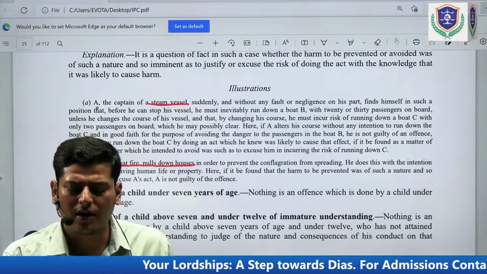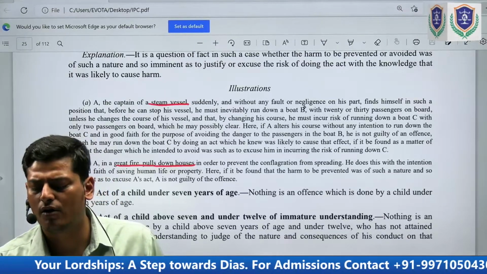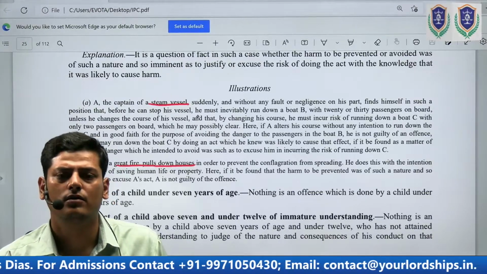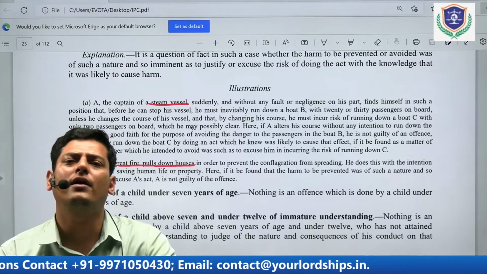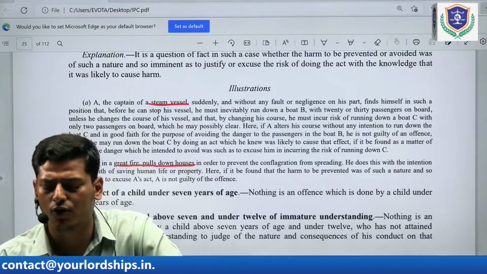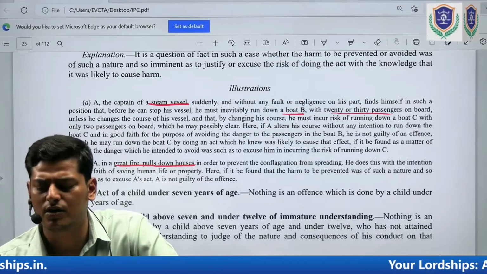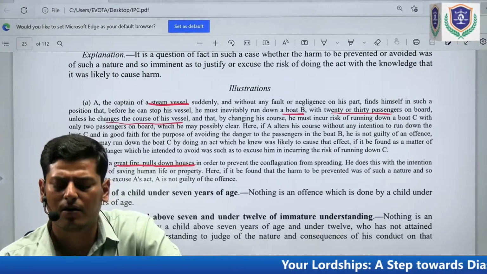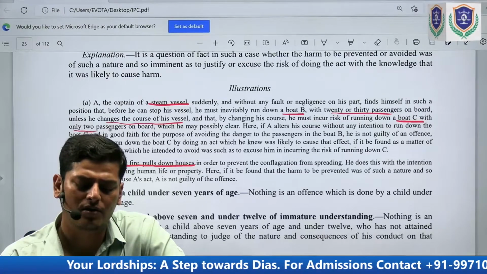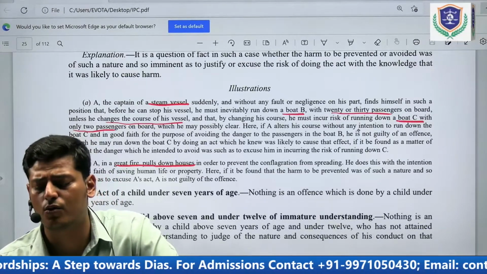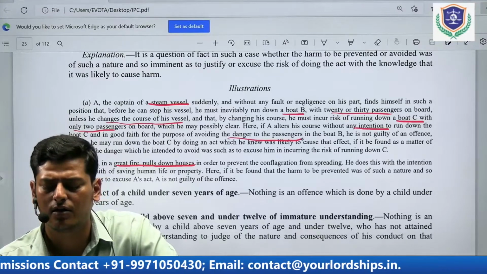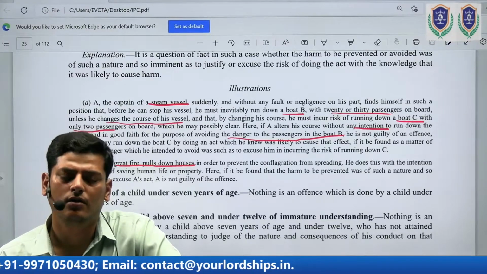So here it says that A, the captain of a steam vessel, suddenly and without any fault or negligence on his part, finds himself in such a position that before he can stop the vessel, ऐसे पोजीशन में आ गया है कि वेसल को स्टॉप करने से पहले ही, he must inevitably, it is unavoidable that he would run down a boat B with 20 or 30 passengers unless he changes the course of his vessel, and by changing the course he must incur the risk of running down another boat C with only 2 passengers. Here if A alters his course without any criminal intention to run down the boat C and in good faith for the purpose of avoiding the danger to passengers in the boat B, he is not guilty of the offense.